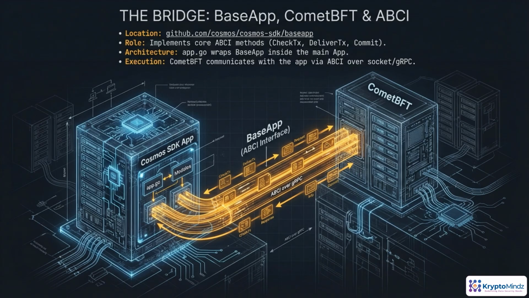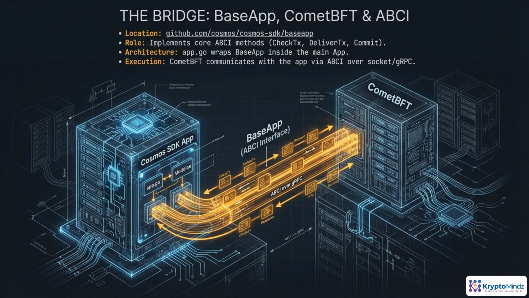Base app is the bridge between your Cosmos SDK application and CometBFT. Your business logic lives in modules and gets composed in app.go. Base app wraps that and exposes the ABCI methods CometBFT cares about: CheckTx, DeliverTx, Commit, and the rest of the lifecycle.